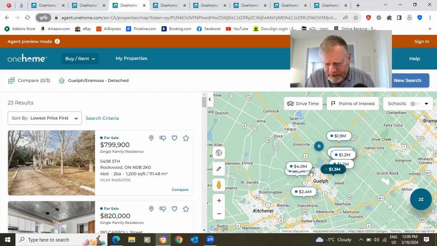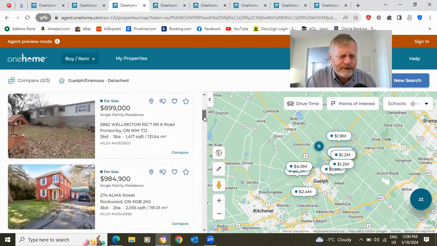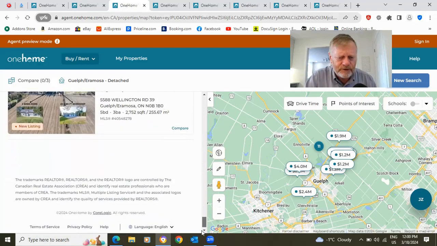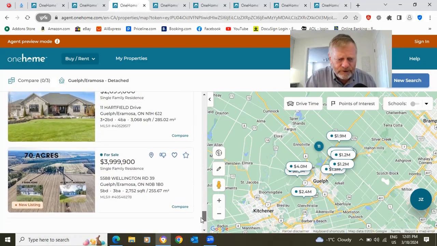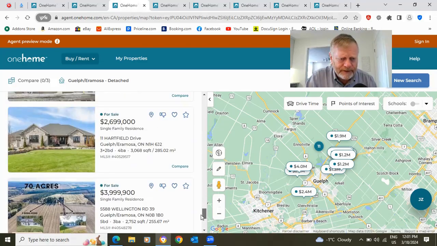And if you look at the map here, you can see this is the city of Guelph proper, and all of the Guelph, Eramosa really refers to the listings that happen around Guelph, and that includes Rockwood, the town of Rockwood, and it's kind of next to the Erin area. And now here, the lowest price currently is just under 800,000. And again, going all the way up to almost 4 million.